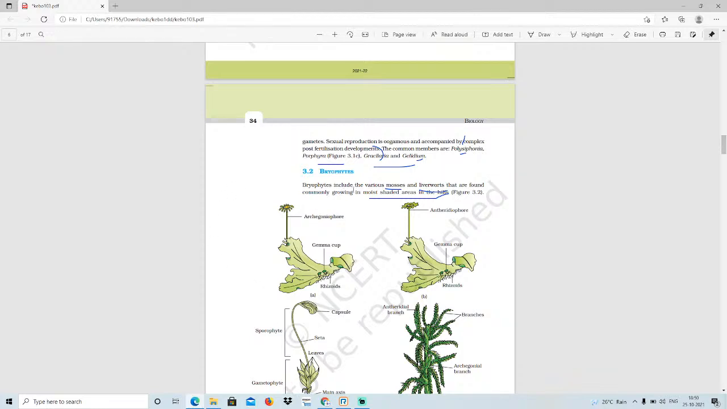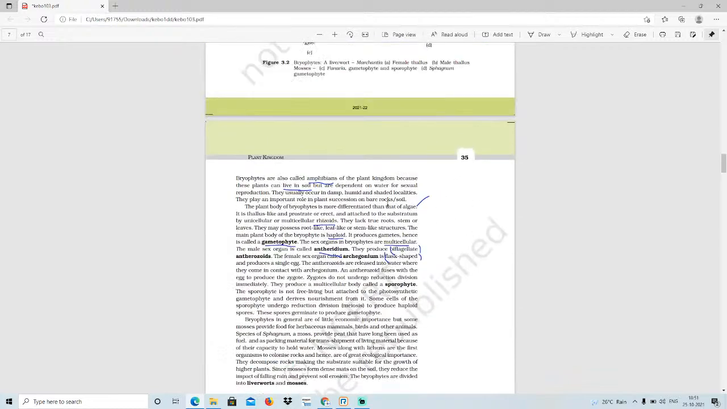So bryophytes include various mosses and liverworts. These are types of plants that are commonly found growing in shaded areas, that is, with less light. And also moist, in the sense that wherever there is no light, the water automatically condenses in that place, and that place will be moist. So that is these two lines. And then bryophytes are called amphibians because they live in the soil and they require water for sexual reproduction. And they usually occur in damp, humid, and shaded localities. So this is just the repetition here.